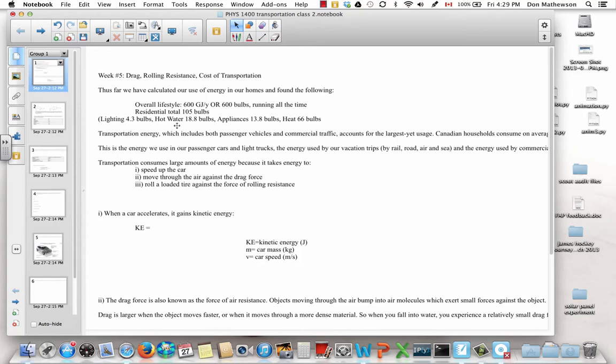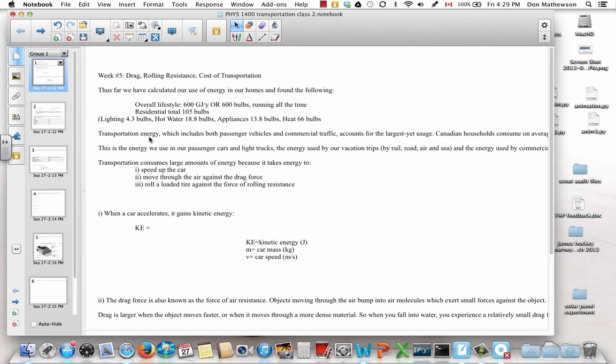Okay, so it's time to look at transportation energy. Overall, thus far, we know that our total lifestyle is about 600 gigajoules, or about 600 bulbs on all the time. Our residential total is about 105 bulbs: about 19 for lighting, about 14 for heating water, about 66 for home heating energy. Now we move on to the next big wedge of the pie.